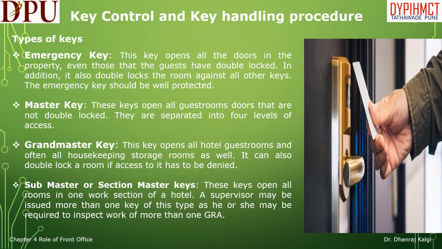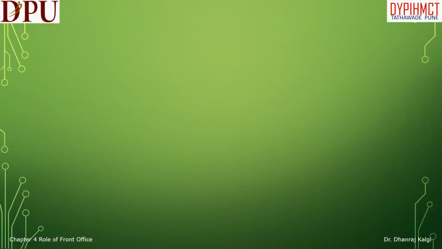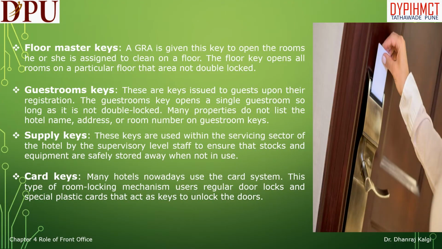Submaster or Section Master keys. These keys open all rooms in one work section of a hotel. A supervisor may be issued more than one key of this type, as he or she may be required to inspect work of more than one GRA. Floor Master keys. A GRA is given this key to open the rooms he or she is assigned to clean on a floor. The floor key opens all rooms on a particular floor, that are not double locked.